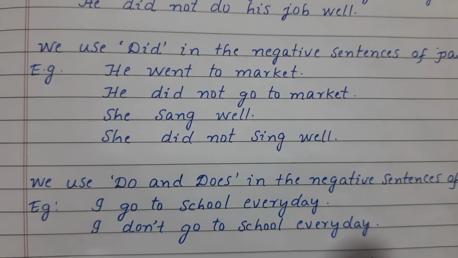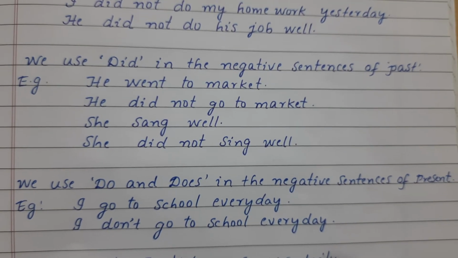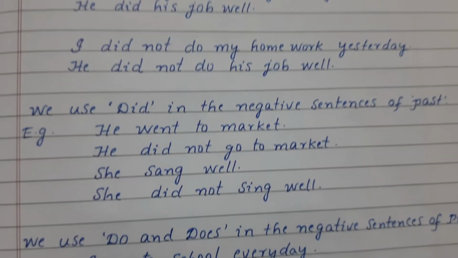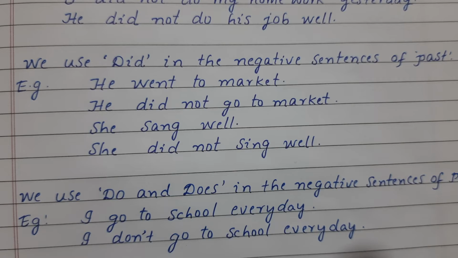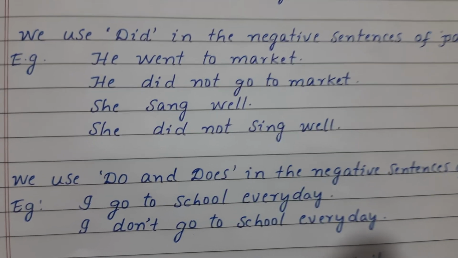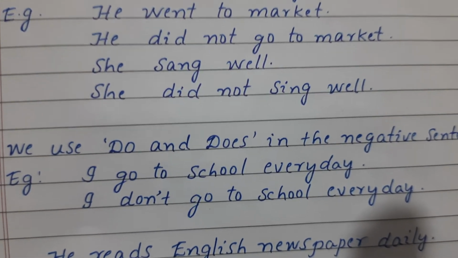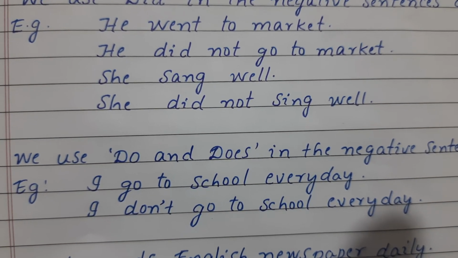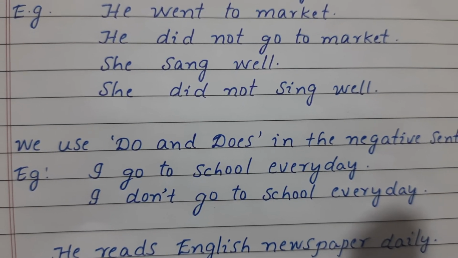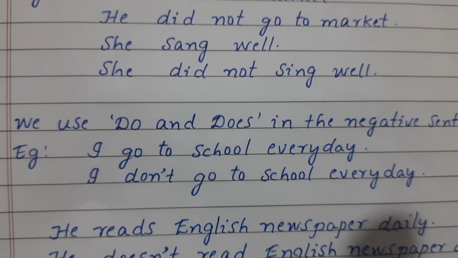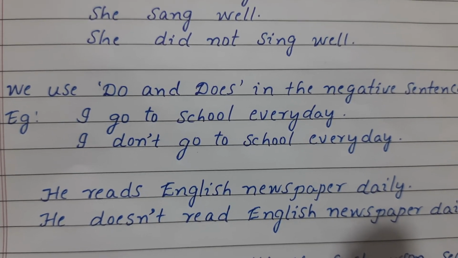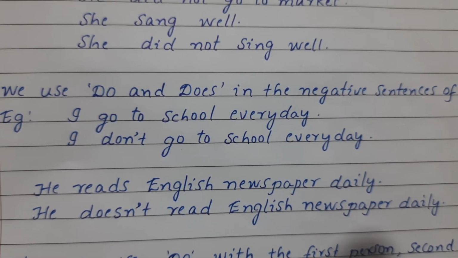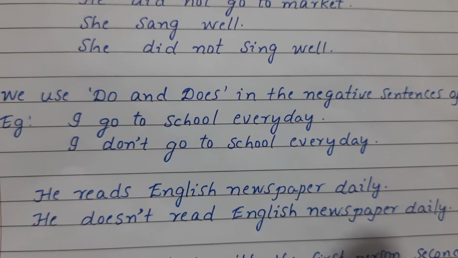We use do and does in the negative sentences of present. We use did in the negative sentence of past. I go to school every day is a positive statement. This is simple present tense. The negative sentence of this is I don't go to school every day. He reads English newspaper daily. Negative sentence is he doesn't read English newspaper daily.